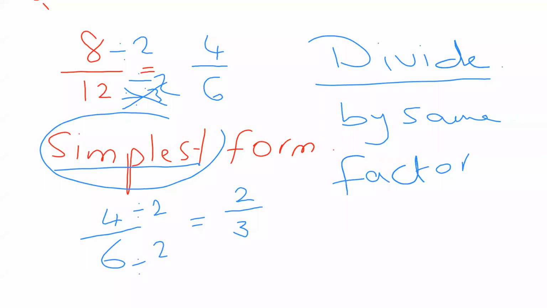Now, how do I know that I've reached the simplest form? For 2 and 3, there is no times table in the world where 2 and 3 are in the same times table. So I can't divide these two by 2, or by 3, or by 4. It's done. Since you have no other factors that could be used to simplify these two numbers more, here you have reached your simplest form.